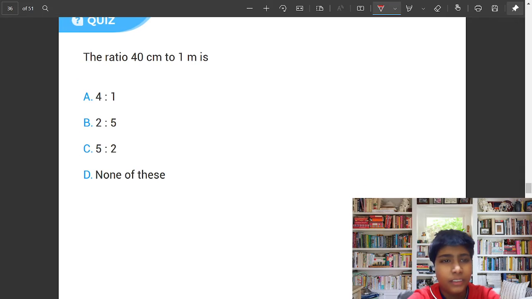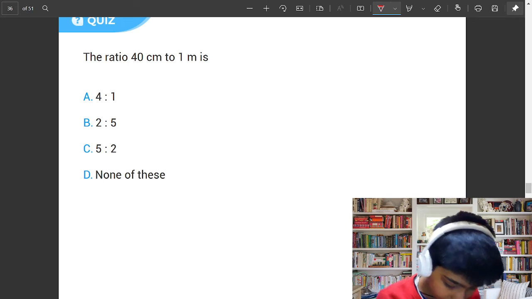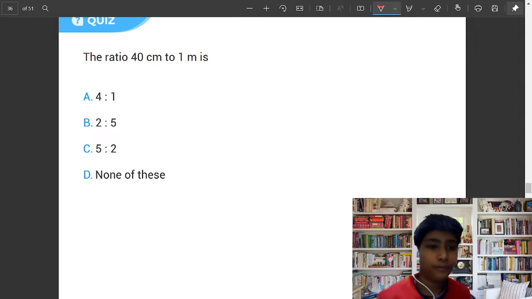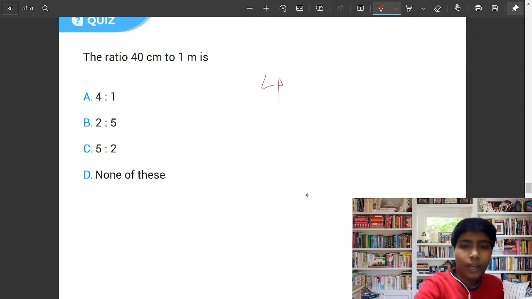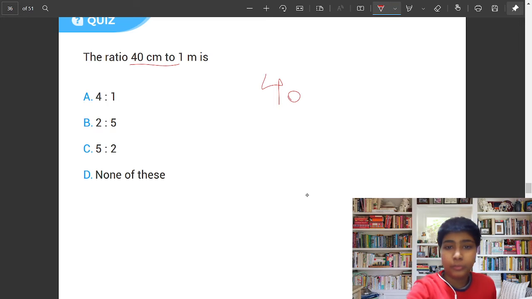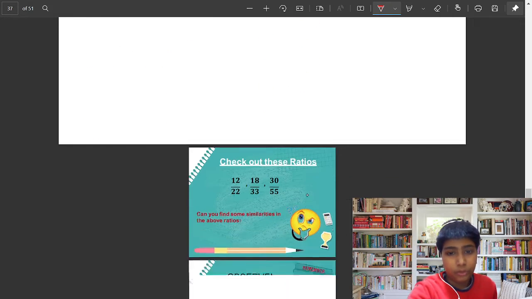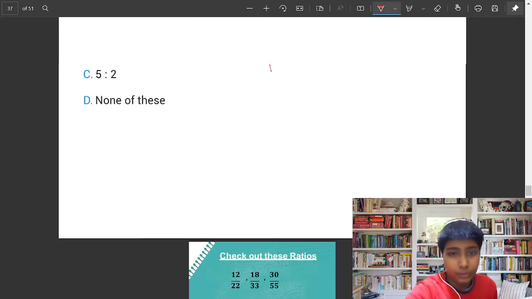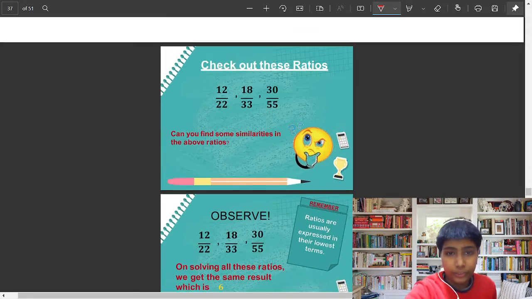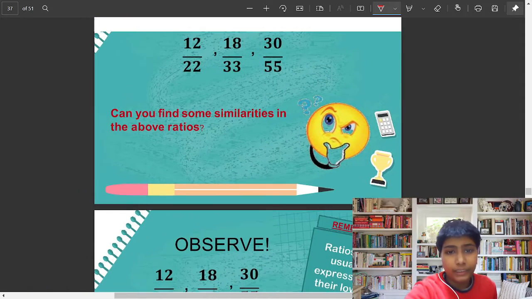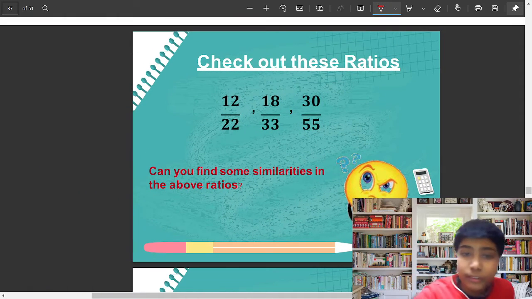The ratio of 40 centimeters to 1 meter. Oh wow! What a question! This is that type of question. I'll give you a big hint. 40 centimeters to 1 meter, I guess. 40 to 100. Find that. And I'll be giving more hints than that. Let's take out these ratios. Can you find some similarities in the ratios above? Can you?